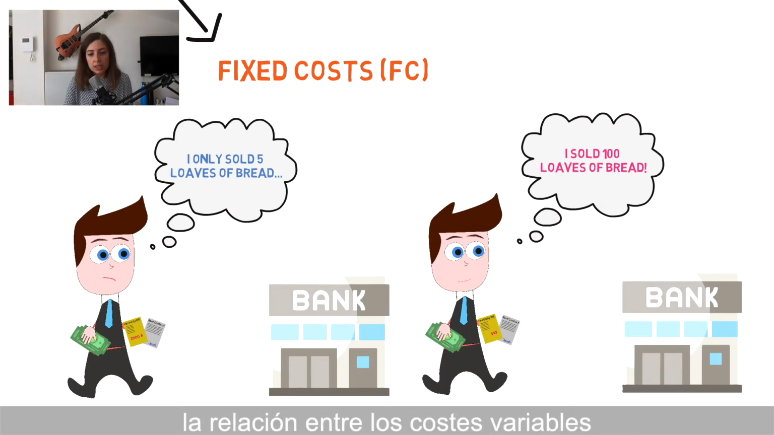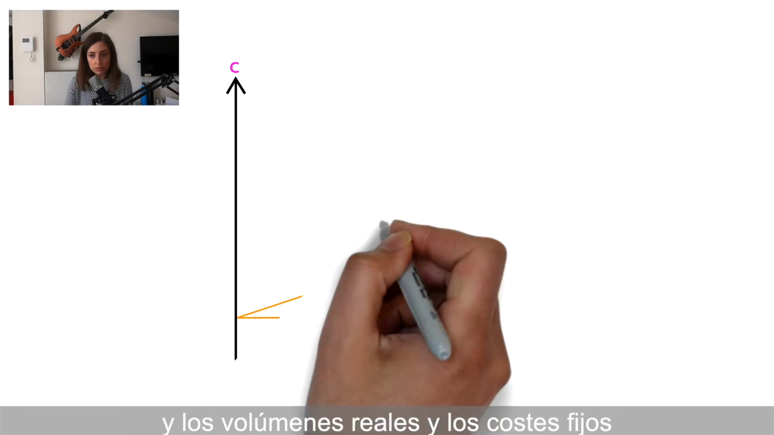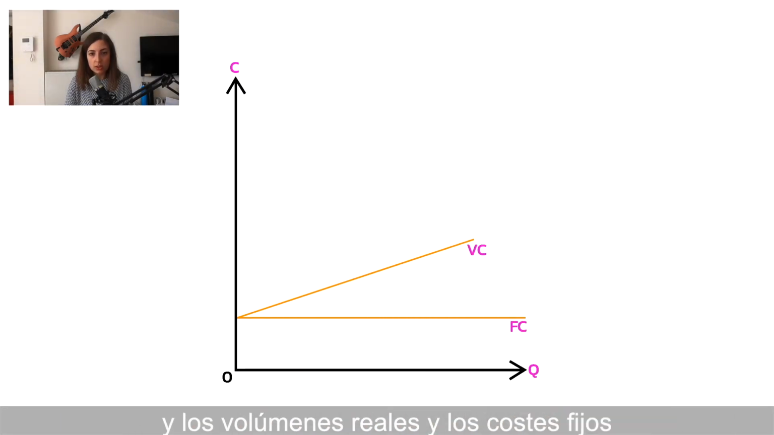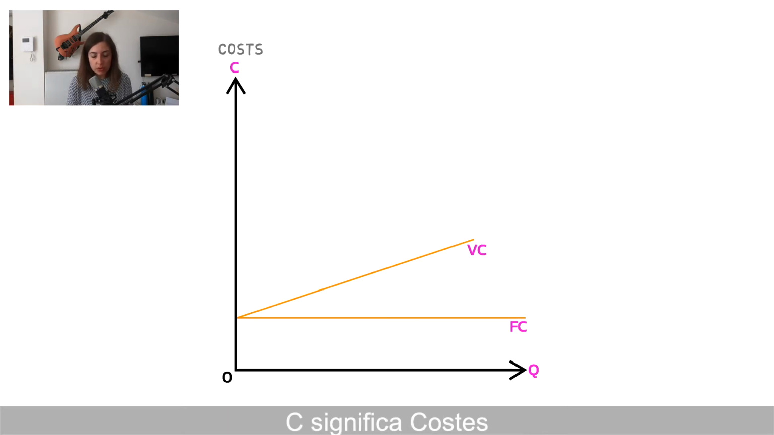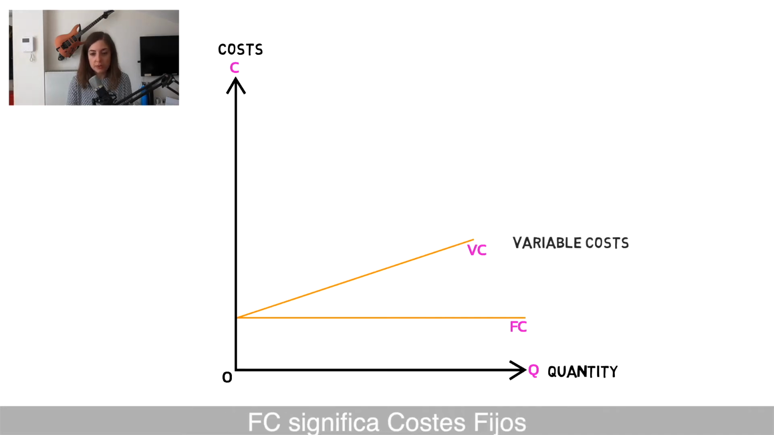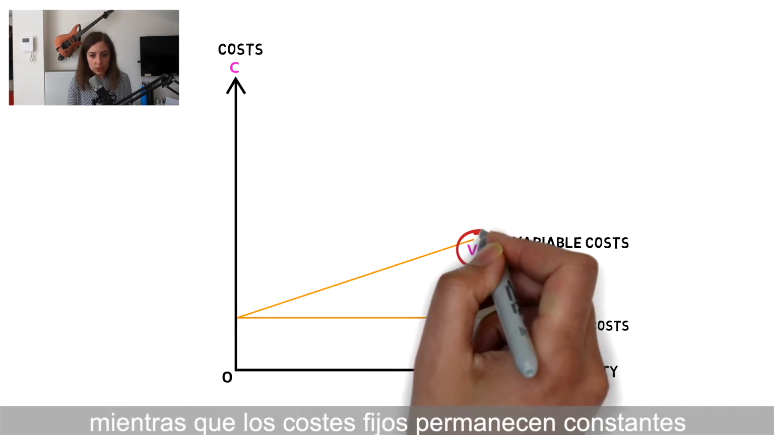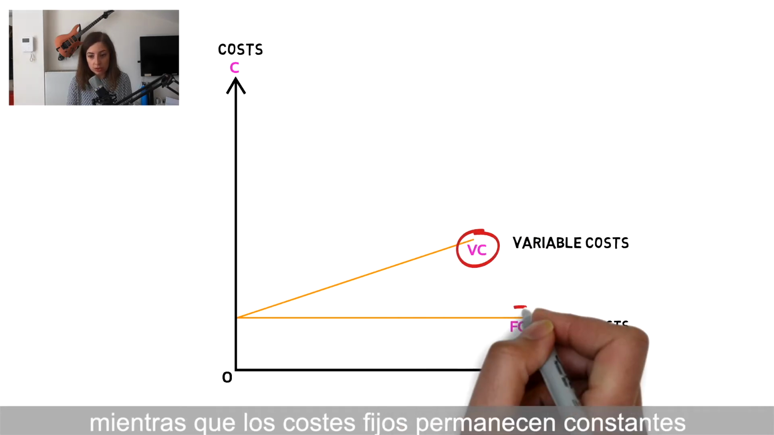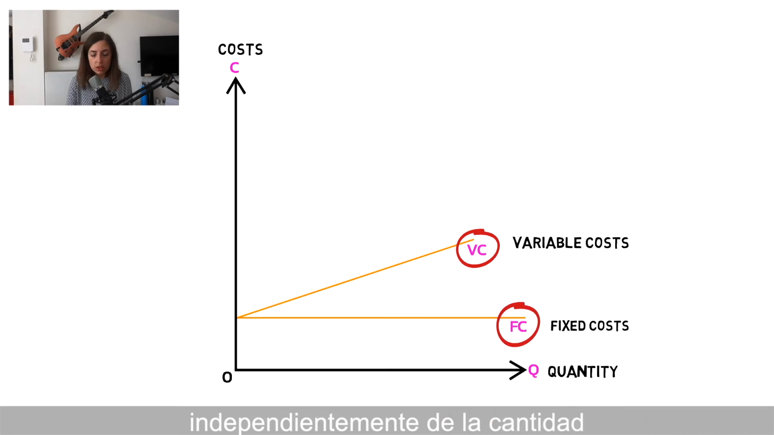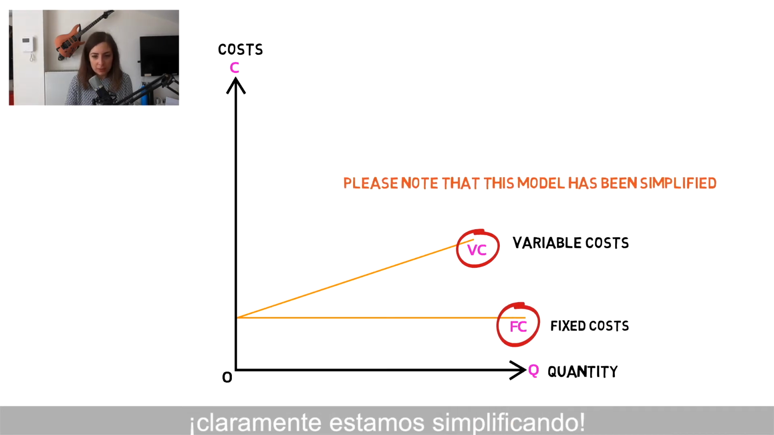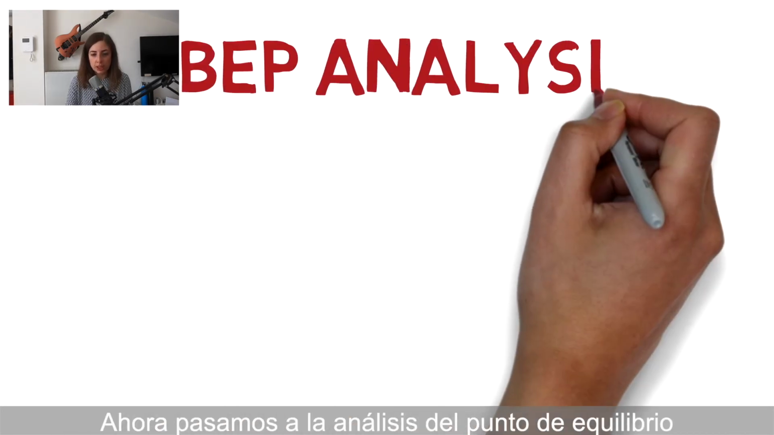To simplify, the relationship between variable cost and actual volumes and fixed cost can be represented as follows. In the graphic, C stands for costs, Q stands for quantity, VC stands for variable cost, FC stands for fixed cost. As we can see, variable costs increase with quantity, while fixed costs remain constant regardless of quantity. Clearly, we are simplifying. Let's go now to BEP analysis.